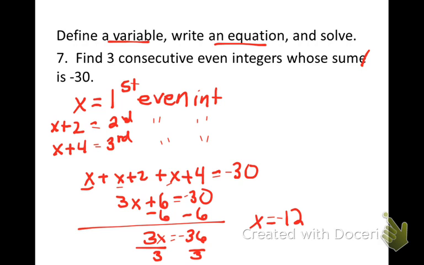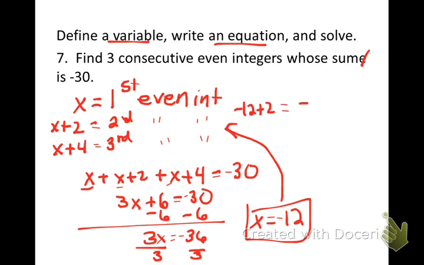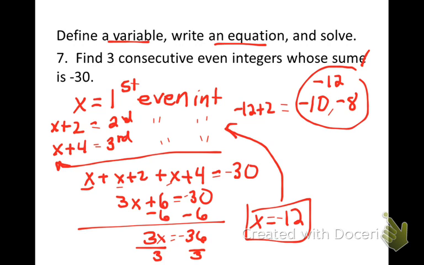Now it's really important that we go back and read the question to make sure we're answering it. It says find 3. So I found the first one, which was x. How do I find the second one? Well, I defined my variable, so all I got to do is come right back up here. The second one is negative 12 plus 2, and you don't usually have to write this out, negative 10, and then the third one, again, put it right in here where the x is, negative 12 plus 4 would be negative 8. So my answer is really negative 12, negative 10, negative 8. I need all three of those.